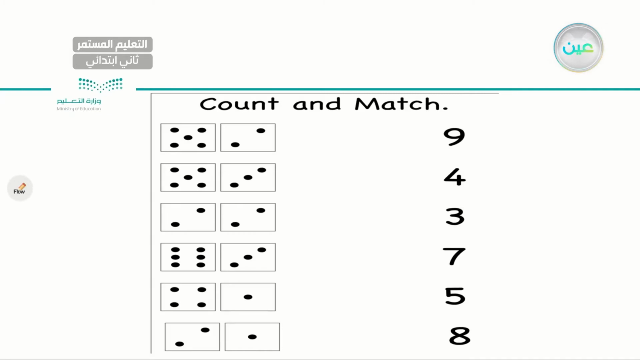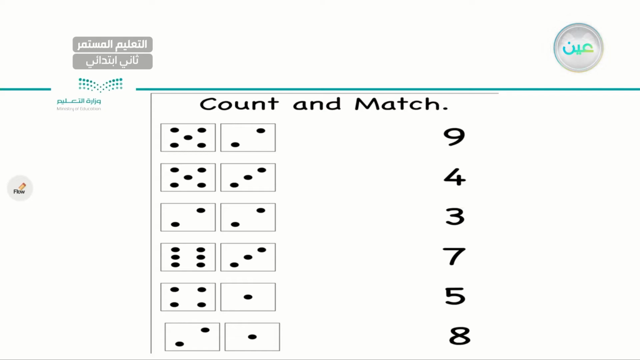Now, let's try to count and match. What do I mean by this? As you can see, to your left, I have 2 dices. Okay? To your right, I have the total of these 2 dices. So what I need you to do is add the numbers together and then match it with the answer.